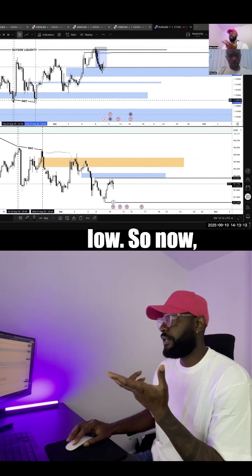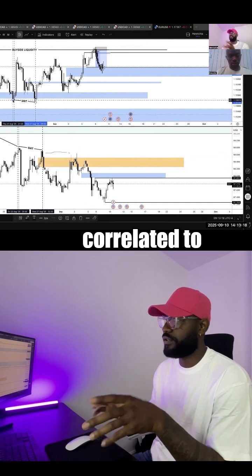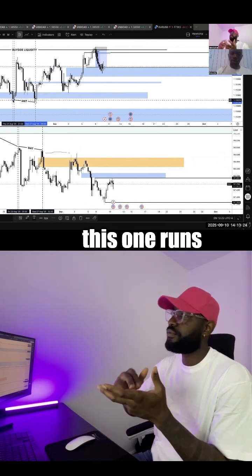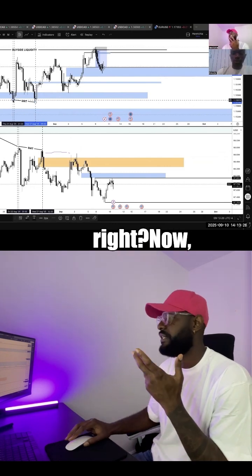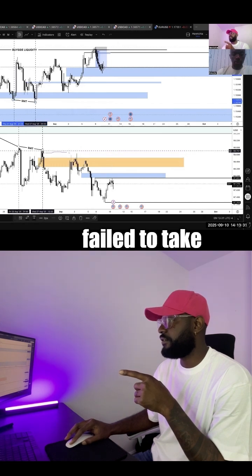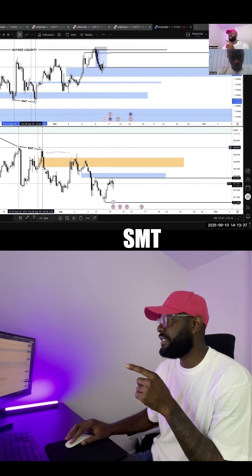So now, because dollar is inversely correlated to euro, or euro is inversely correlated to dollar, they are both inversely correlated to each other. So if this one is going up, this one is going down, right? If this one runs buy side, we expect this one to run sell side, right? Now, euro took sell side liquidity, but can you see that dollar failed to take buy side liquidity? Exactly. So this is called SMT divergence.